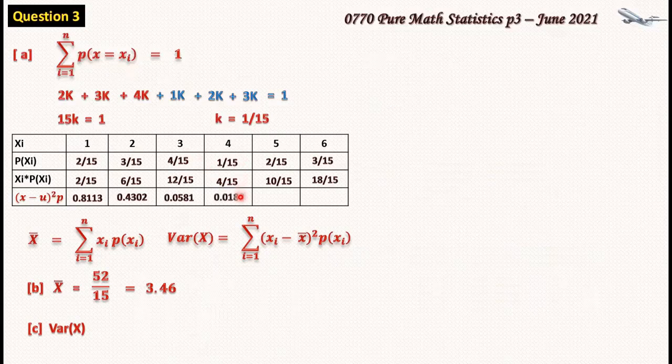We have 0.0189. Then we have 5 minus 3.46 all squared times 2 on 15. This is the value. The next one is 6 minus 3.46 squared times 3 on 15, rather. And this is the value. So when we sum all of this, it's going to give us the variance. And the value we have is 2.297. So this is the variance.